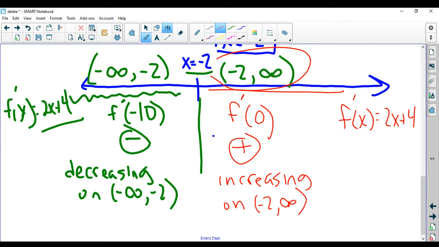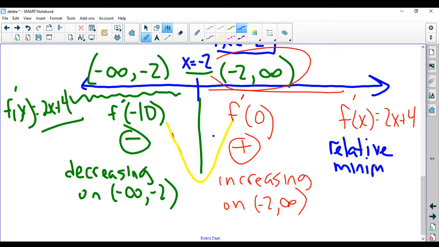To find the actual relative extrema, think about this. We're going from decreasing to increasing. That means we have a relative minimum at the critical number, at the critical number x equals -2.